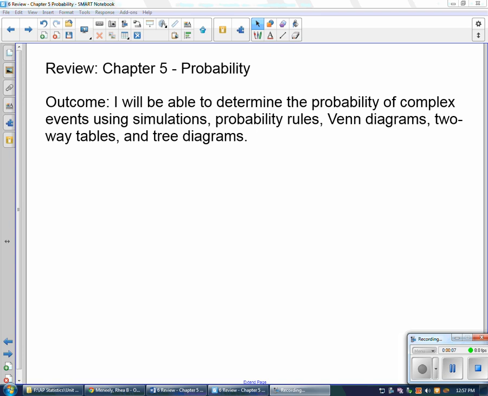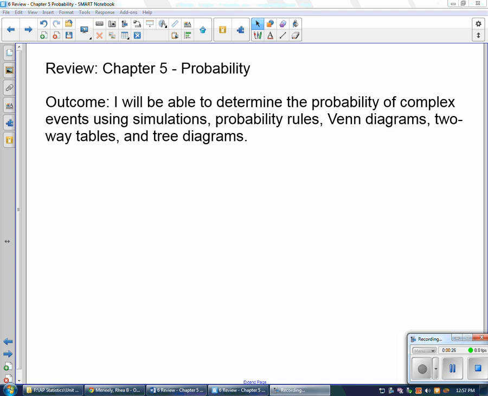It's really important that you understand how to interpret the problems and then have a good strategy for solving them. And we're going to use a variety of methods to answer questions in this review. For example, you're going to be using simulations, the probability rules, Venn diagrams, two-way tables, and tree diagrams.